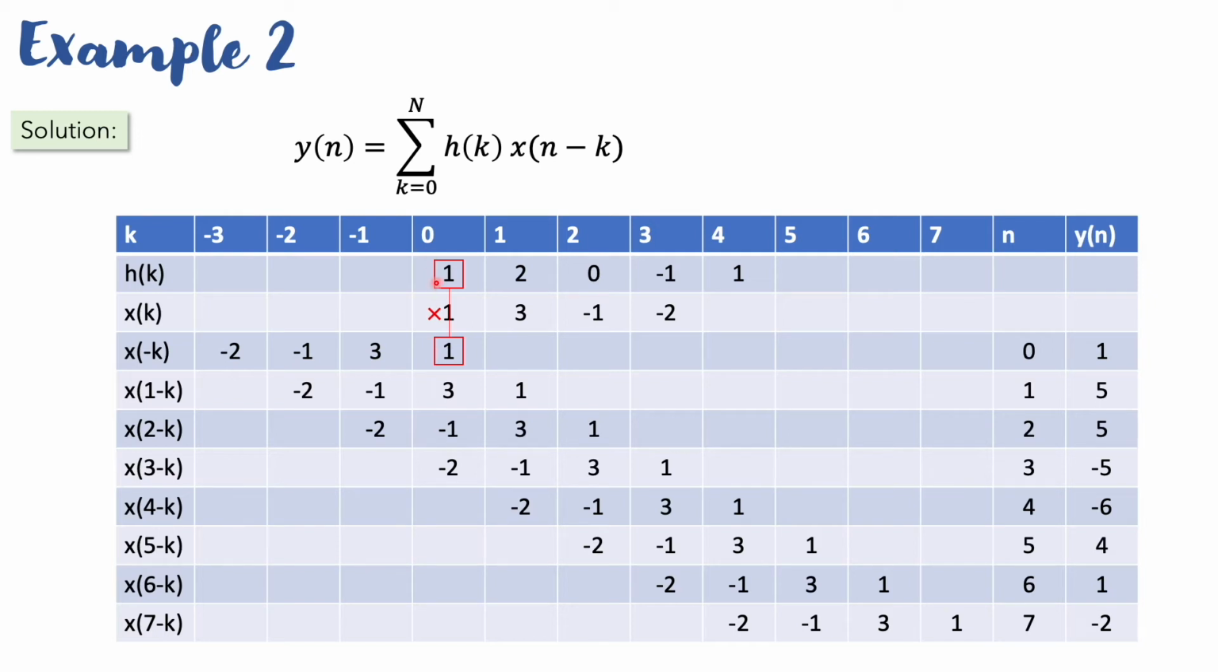So we have two samples which are overlapping, which are at position number 0. So we multiply them together. 1 multiplied with 1, we get 1. This is our first sample.